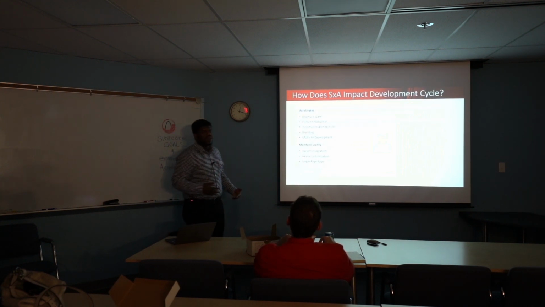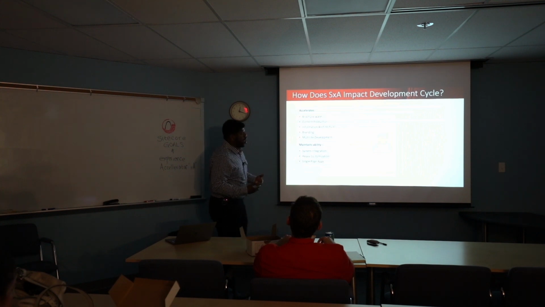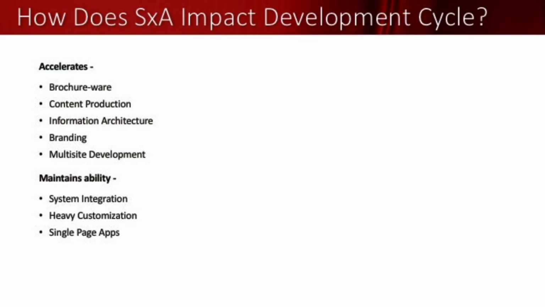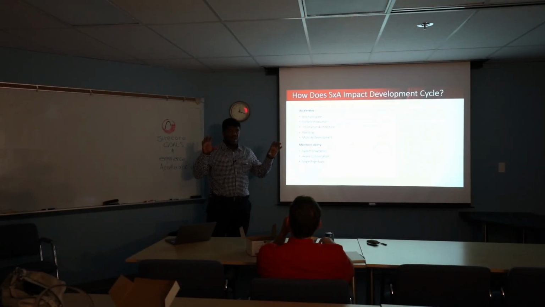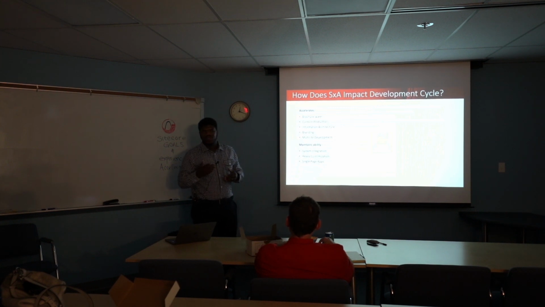How does it accelerate it? One is that it's brochure-aware. Your content production you can do right along with it. You can create an information architecture as well as your branding. You can put in multiple brands, you can create different variants. You can determine which one looks better side by side, of one single component.